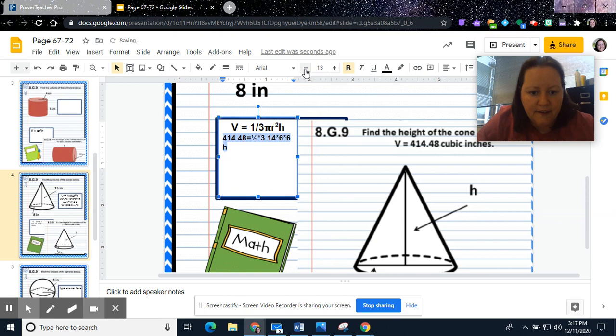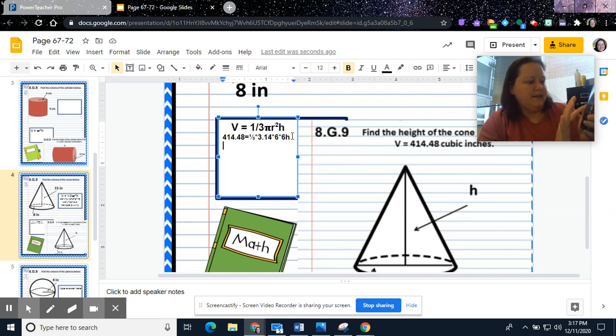It's really hard to look at with that, so hopefully I will have it formatted to where it'll automatically type this size for you. So now, again, I am not going to worry about that 1/3 yet. I'm just going to worry about 3.14 times 6 times 6, and I get 113.04. So this side is still the same, 414.48 equals 1/3. And then now I know that 3.14 times 6 times 6 is 113.04. And then I still have my h here.